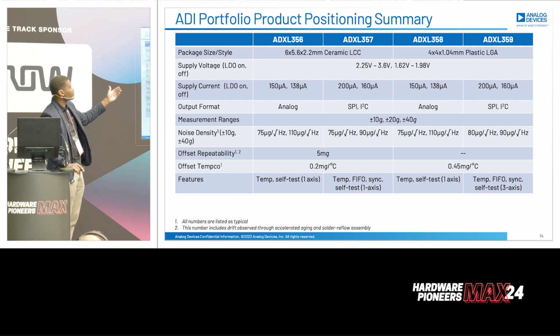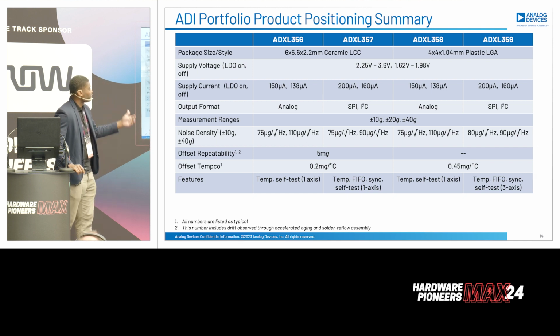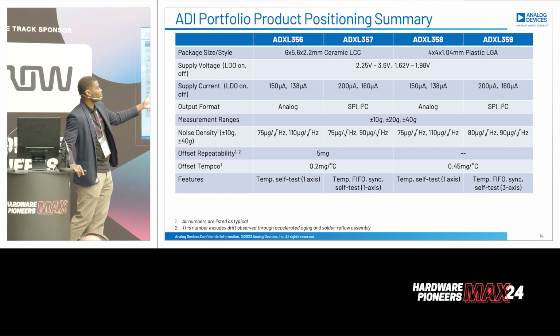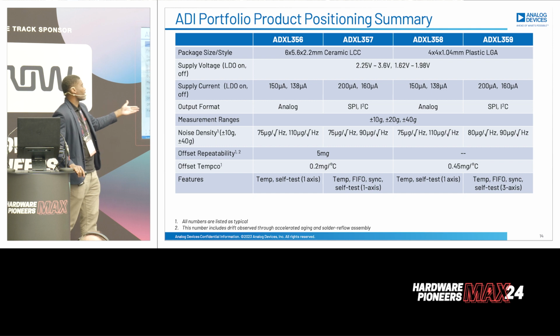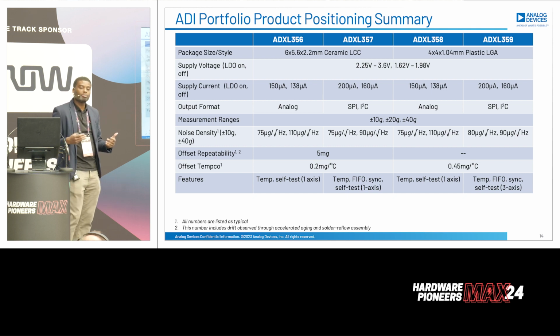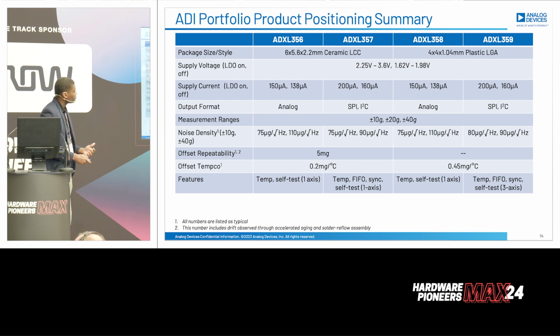So this is the ADXL35x family, and you can have either digital outputs or analog outputs. The measurement ranges can go up to 40 Gs from as little as plus or minus 10 Gs. So if you are interested in understanding a bit more about these MEMS sensors, you can meet us on stand C5 and E5 to discuss a bit more.